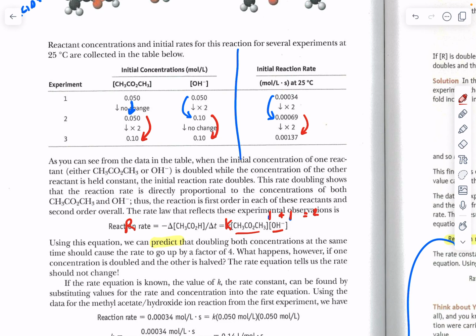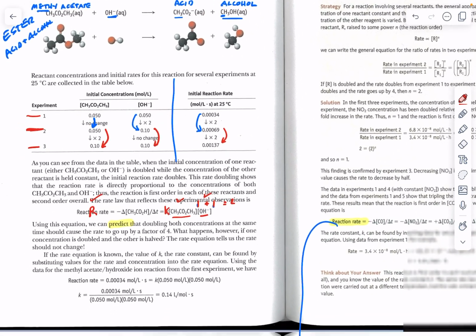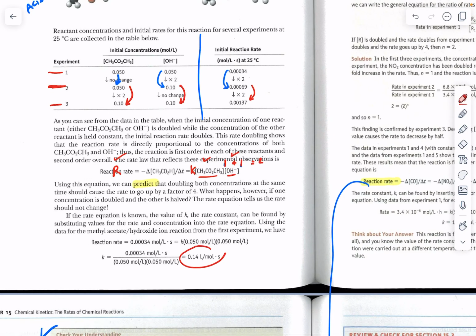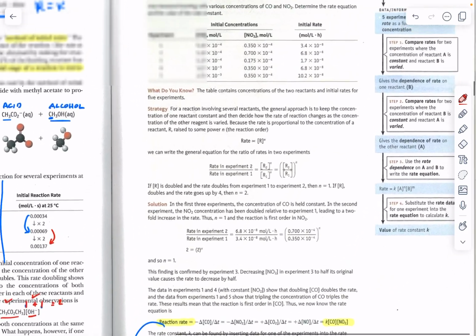So the next thing I'm going to do is pick an experiment. You can pick experiment 1, experiment 2, experiment 3, doesn't matter. Put those numbers that you have in the experiment into your 3 slots. Solve this for K. If you're not quite sure you did it right, plug in the values of a second experiment. And if you both did the math right and you have the correct rate law, you should get the same value of K every time. And in this case, your value of K is 0.14 liter per mole second, because it's second order.